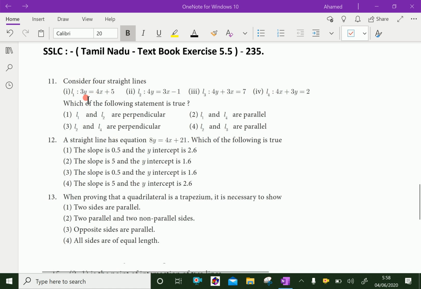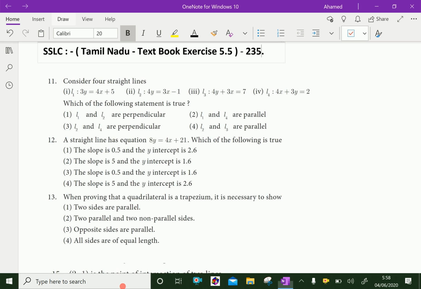Let us do Tamil Nadu SSLC Maths Textbook Exercise 5.5 Multiple Choice Question number 11. Consider four straight lines L1, L2, L3, L4. Which of the following statements is true? L1, L2 are perpendicular, L1, L4 parallel, like that. Four options are there. For that, we have to find the slopes of each line.